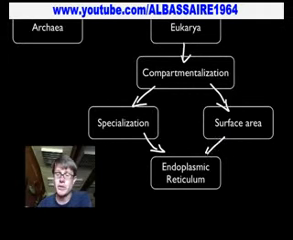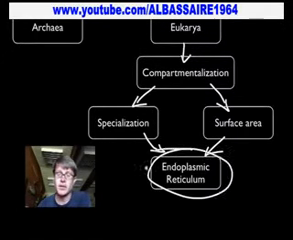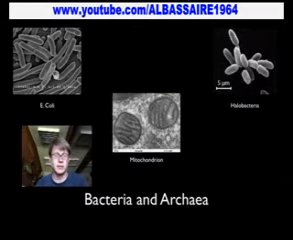Example of one thing that does both of these is the endoplasmic reticulum. It allows specialization, so there are a number of jobs done by the ER, and it also increases the surface area for that cell, for all these chemical reactions.